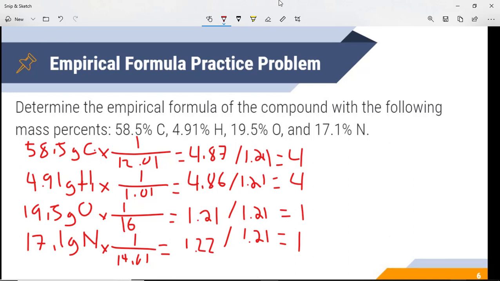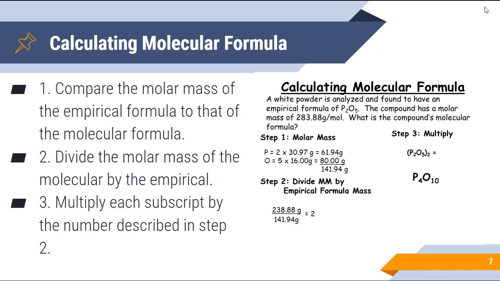If they're whole numbers, we don't have to multiply by anything. So our empirical formula here is C4H4ON. All right, and we're done. Pretty straightforward on that concept. Just make sure you follow the steps one at a time.